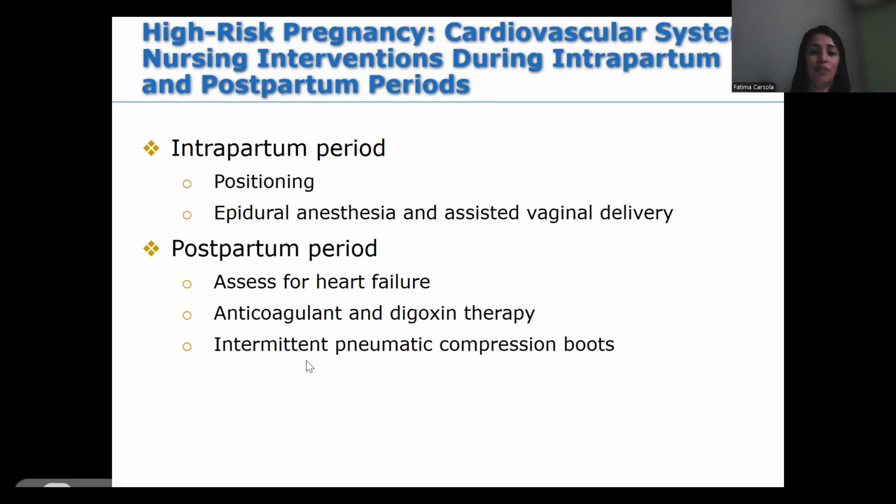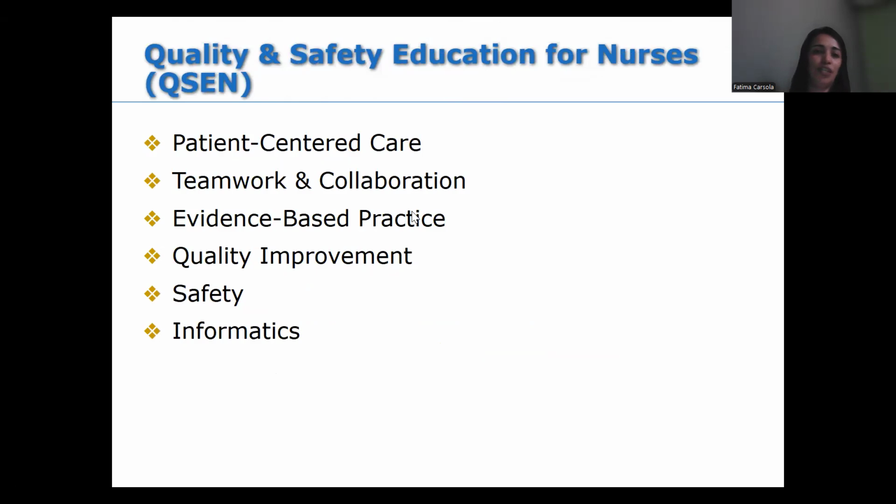Another one is intermittent pneumatic compression boots. These are really the management that could be done when the patient is hospitalized because of a cardiovascular disease. Okay, so for the QSEN, it doesn't change. The intervention should be patient-centered. When we say patient-centered, it could be an individualized care given to the patient. Okay, you have to take note of the uniqueness of the patient.